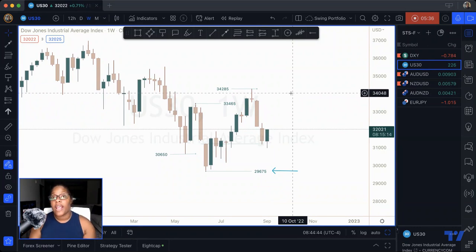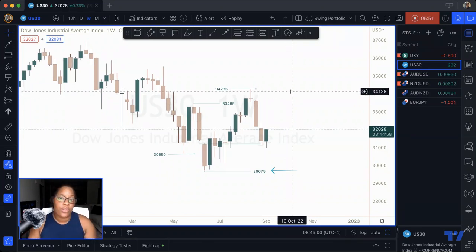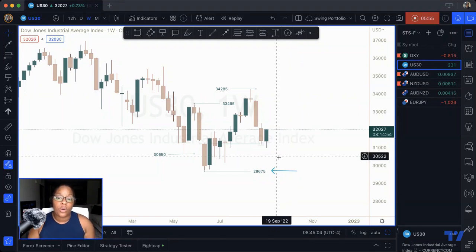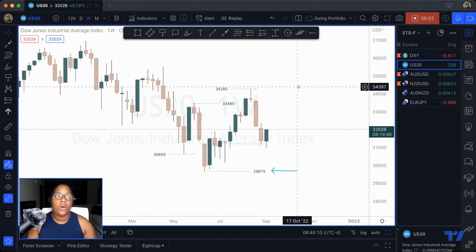So if you are a trader or an investor in the stock market, this could be a really good sign of potential. I'm not saying for sure, but just potential recovery. It could be temporary recovery where the US30 could push back up to these highs here at 34,285. Or who knows, it could go down a little bit more. But as long as price stays above 29,675, then we could see a rebound here in the US stock market. Okay. So that's all I wanted to say.